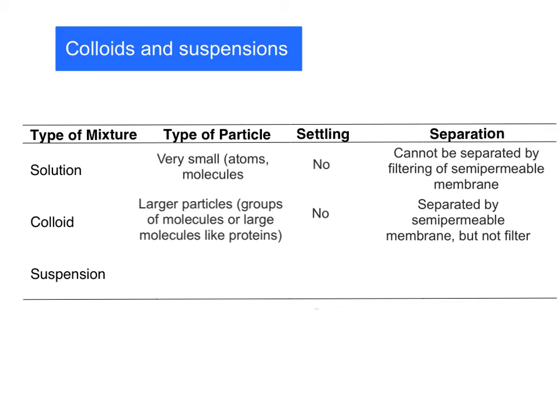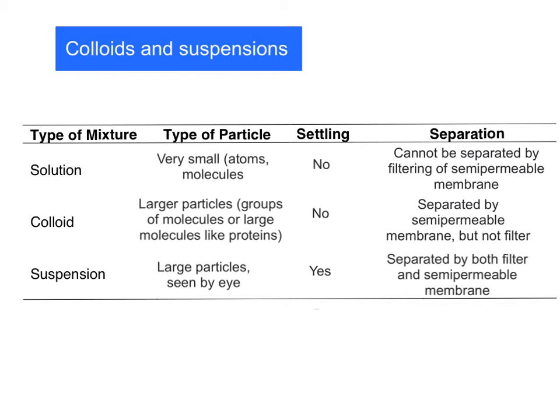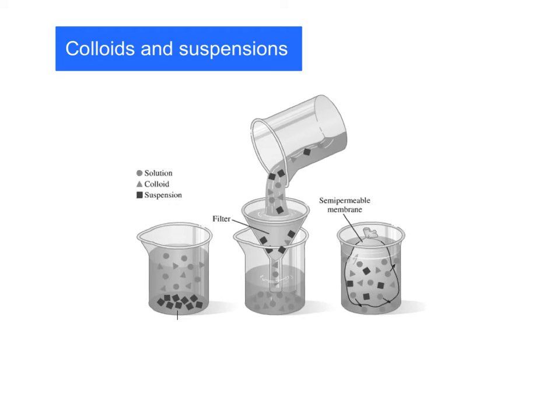All right, and then a suspension is the largest of the particles, so much so that they are visible to the naked eye. The particles settle fairly rapidly, and then these particles can be separated out by filters. So let's take a look at this in terms of a diagram for what this means.